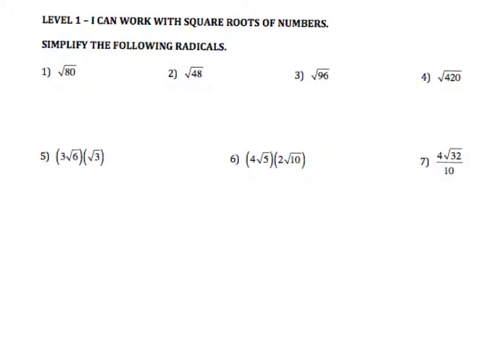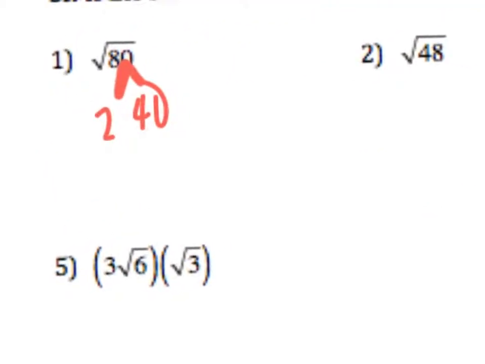So here's what we're going to do. With 80, I think of two numbers that multiply to get 80. Some kids think 8 and 10 right away. Some kids go 2 and 40. Whatever you want to do. So I'm going to start off with 2 and 40. I'm going to zoom in a little bit.